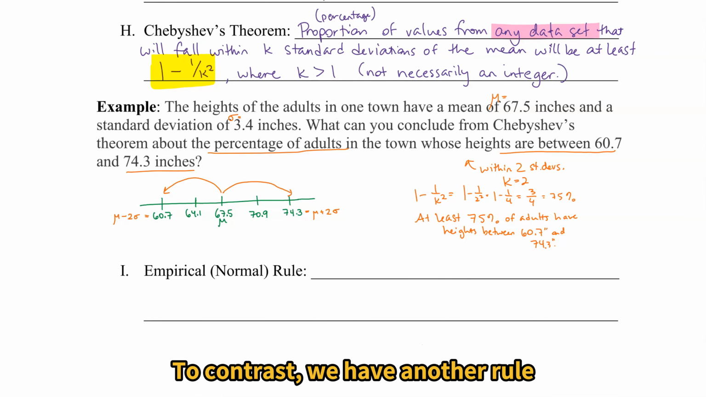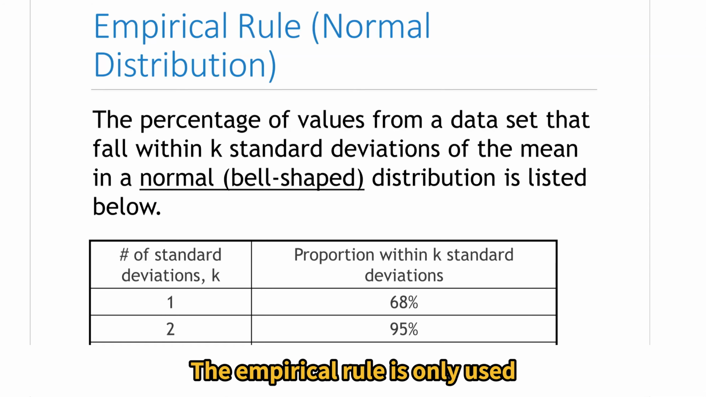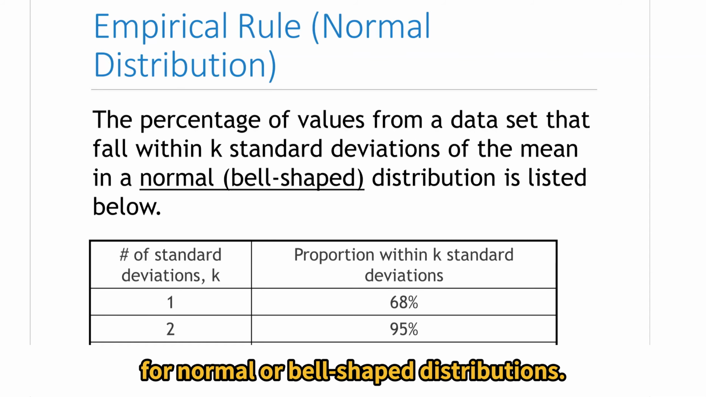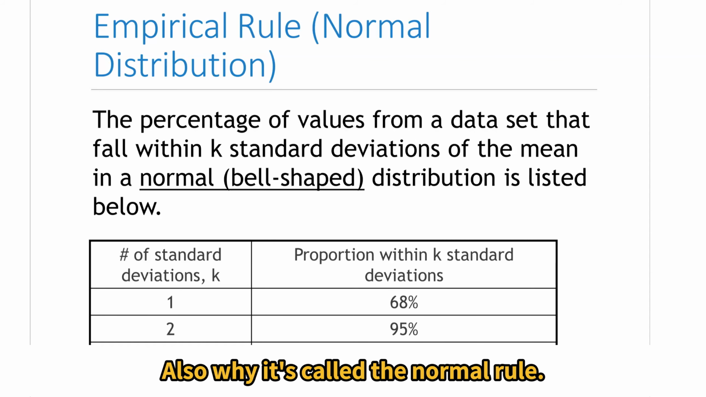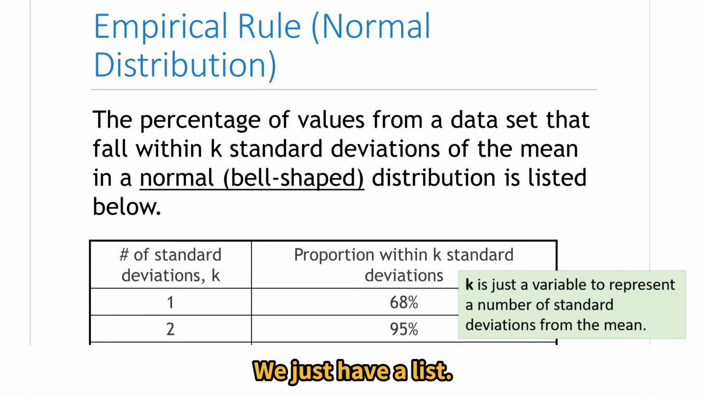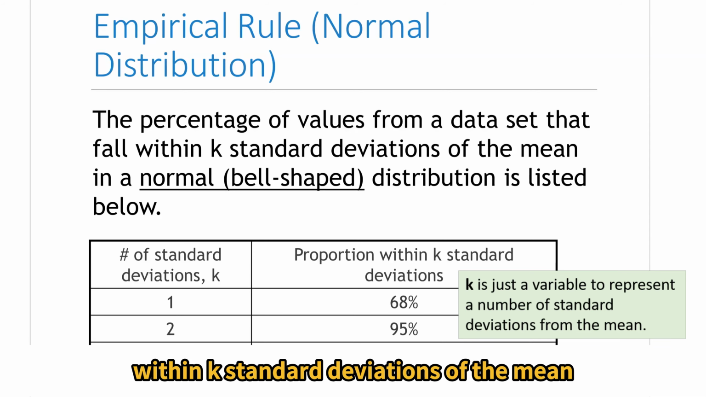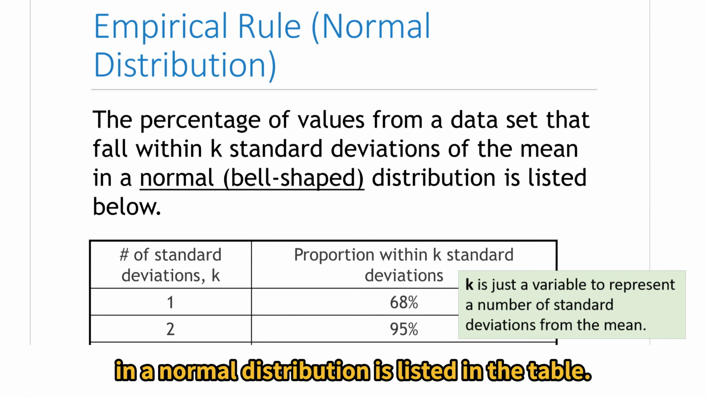To contrast, we have another rule called the empirical or the normal rule. The empirical rule is only used for normal or bell-shaped distributions, also why it's called the normal rule. And here we have no formula, we just have a list. So the percentage of values from a data set that fall within k standard deviations of the mean in a normal distribution is listed in the table.